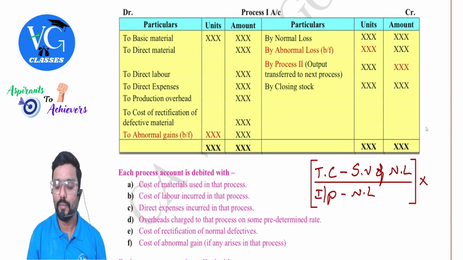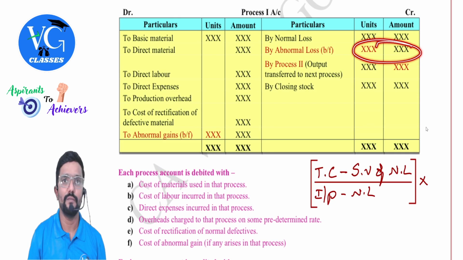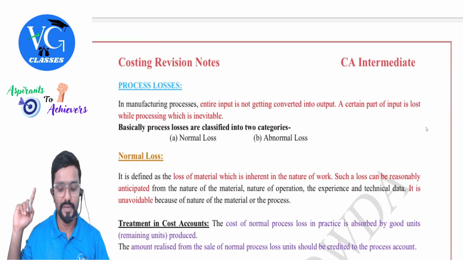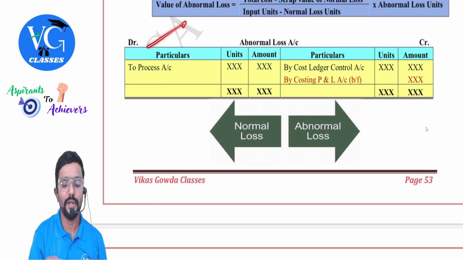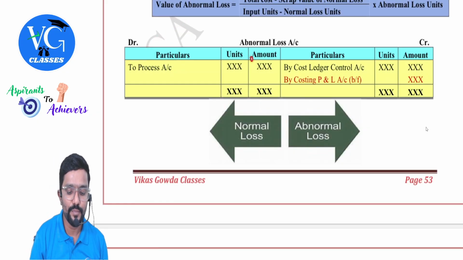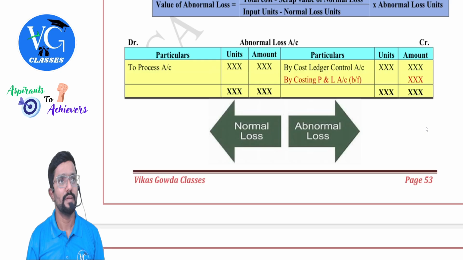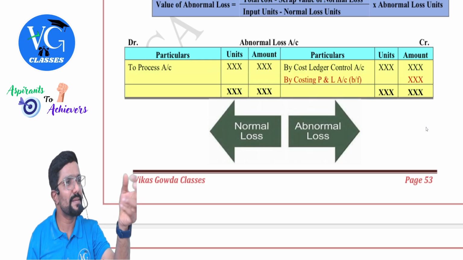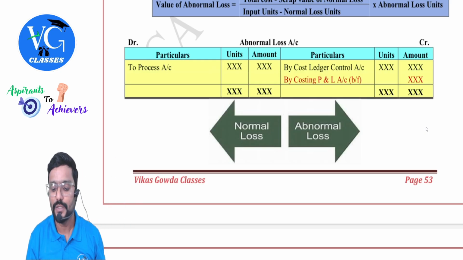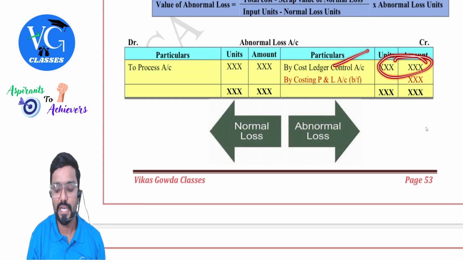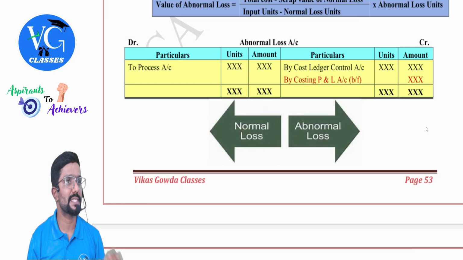Now, whatever amount we transfer to the abnormal loss account, we will receive it there. So I will prepare an abnormal loss account. You can see in your process account, whatever we credited there will be debited here. Now, even for these units, we will get some scrap value. So record it: by cost ledger control account, which is nothing but the scrap value. Scrap value of what? Abnormal loss.